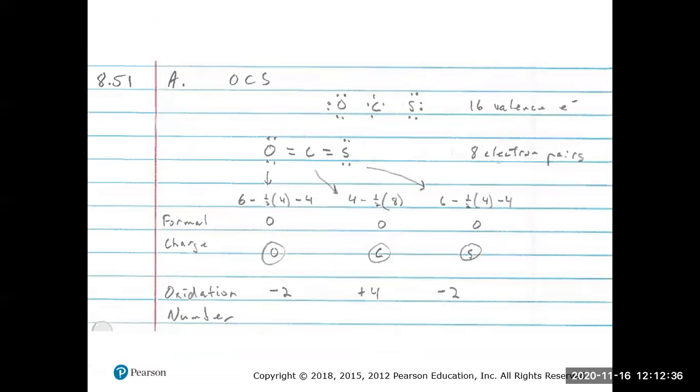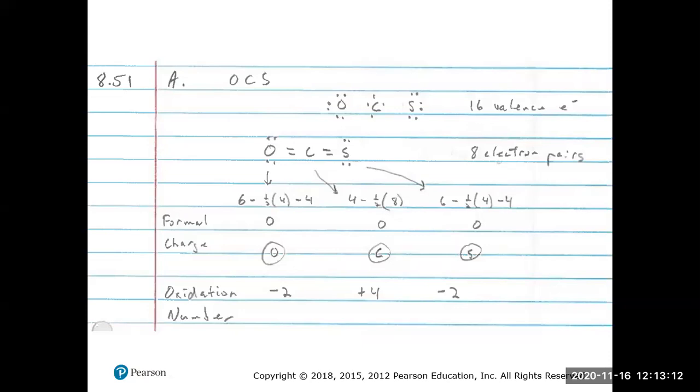In 8.51, they're asking us, once again, to write the Lewis structure and then assign oxidation numbers and formal charges. So we can start by looking up oxygen, carbon, and sulfur on the periodic table. And we see that oxygen has 6 valence electrons, carbon has 4, sulfur has 6 as well. So we have 16 total valence electrons.